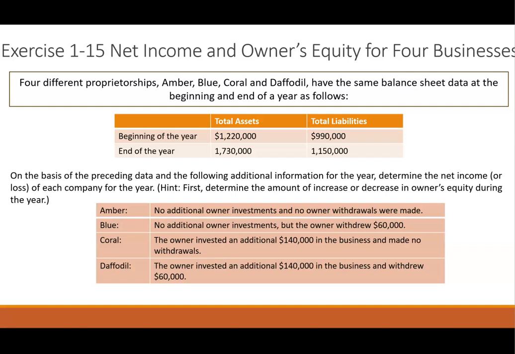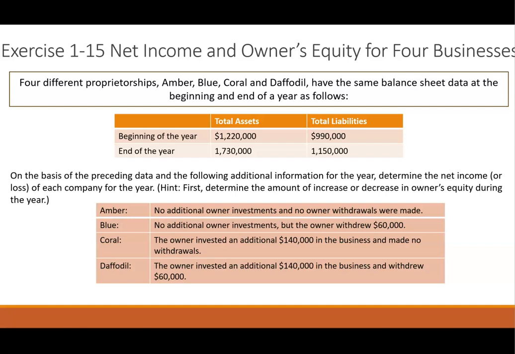Here, we're looking at four different companies, Amber, Blue, Coral, and Daffodil. They have balance sheets, and at the beginning and end of the year, we have assets and liabilities. On the basis of the preceding data and the following additional information for the year, determine the net income or loss of each company for the year.